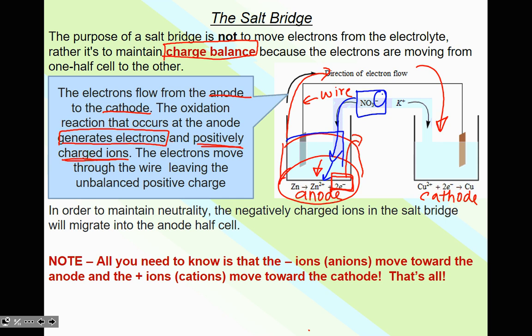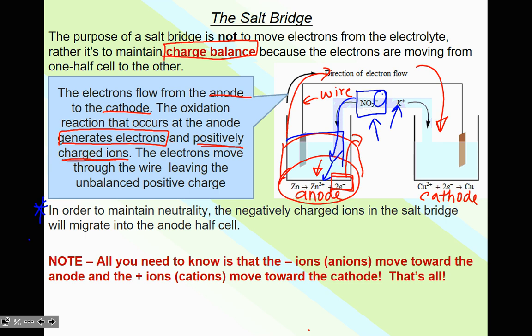So that's why that is. In order to maintain neutrality, the negatively charged ions in the salt bridge will migrate into the anode half cell. You don't have to memorize what this is. This is NO3 minus, that could be anything. And this is potassium ions. That's just because typically in the electrolyte you have potassium nitrate. You don't have to know that.